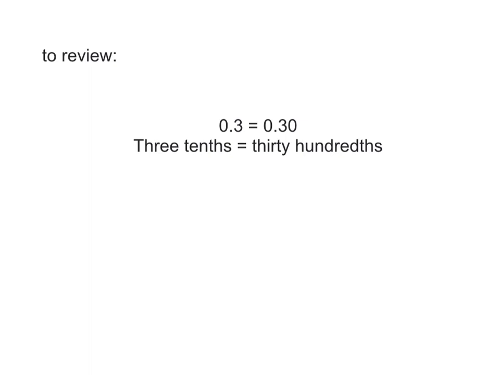Before we start our lesson, it's important to review place value for decimals. We know that anytime we have a decimal, we can add a 0 to the end of it, and it will be worth the same. It'll be equal or equivalent. So we know that we have 3/10, and if we add a 0 to the end of it, the 3/10 is also equal to 30/100.